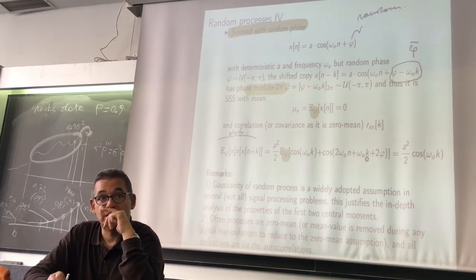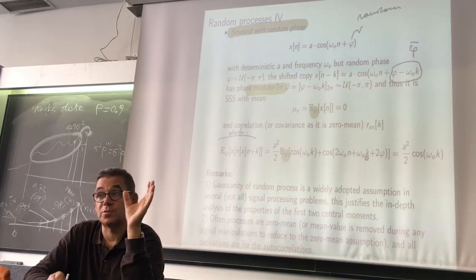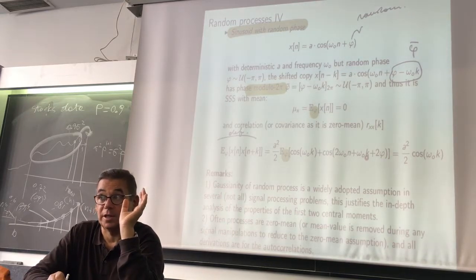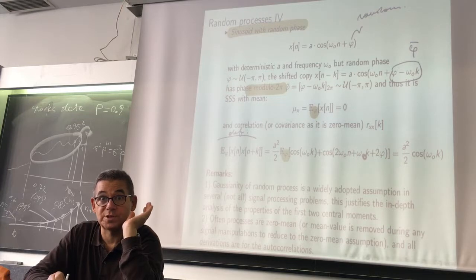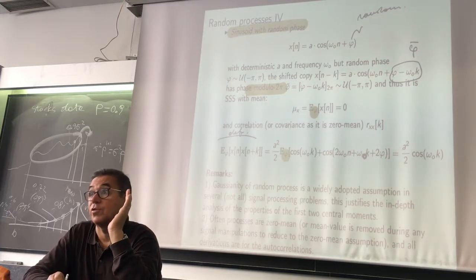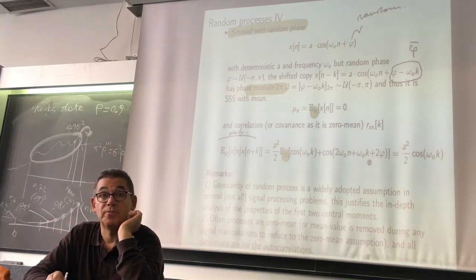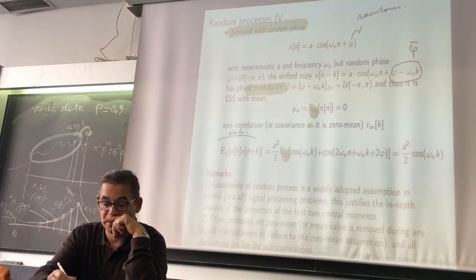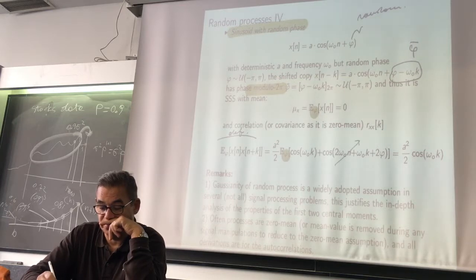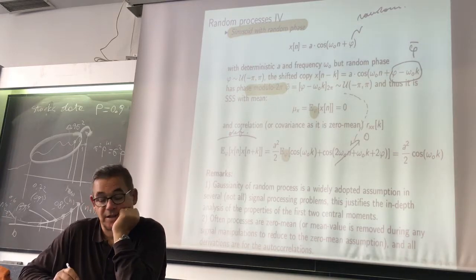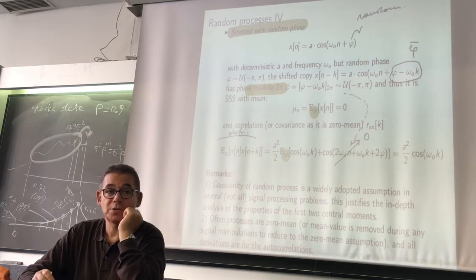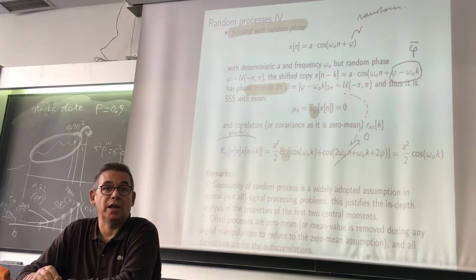So what is that? That one, you know, is a uniform distribution. Now, if the random variable is doubled, it is still uniform. If I take this random variable and I add or remove a constant term, it's still uniform. So this is 0. Okay? So that one is 0, for this reason. So the result is that the autocorrelation is A squared divided by 2 cosine omega 0 k.